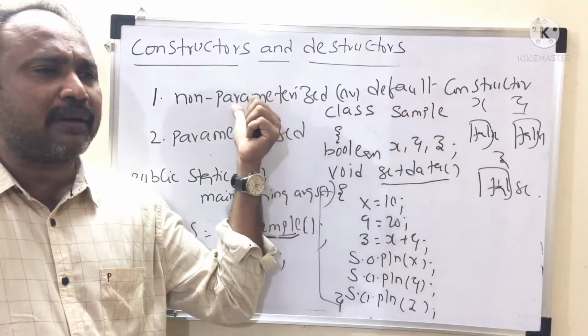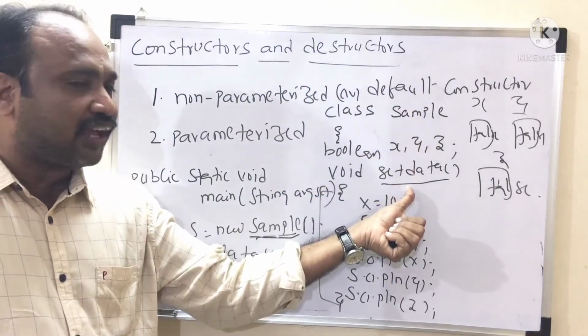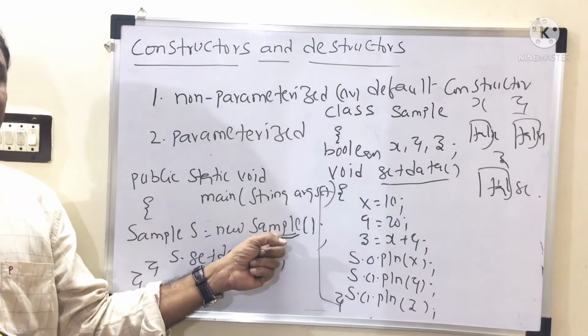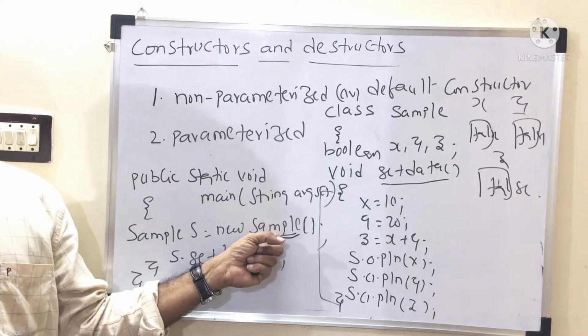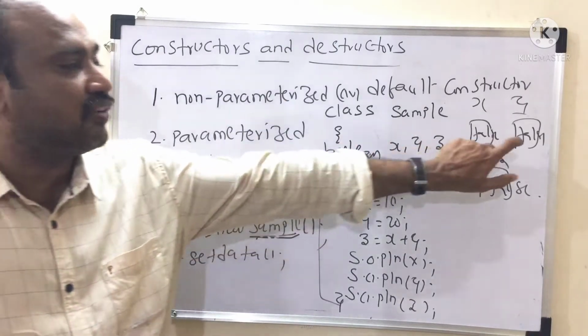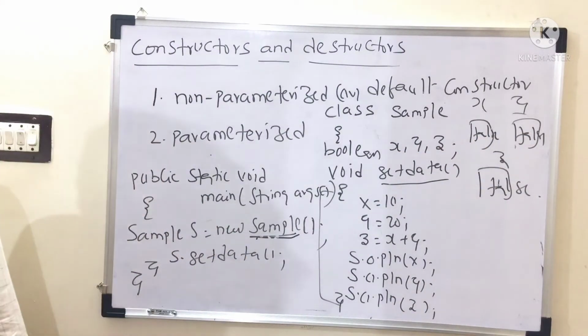Normally, what is a non-parameterized constructor? It does not have any parameters, but I am not using it explicitly here. But to access class data by creating an object, implicitly it is calling the default constructor. The functionality of this one is this one. This is regarding parameterized and non-parameterized constructors.